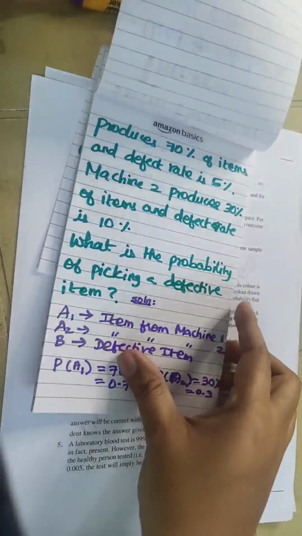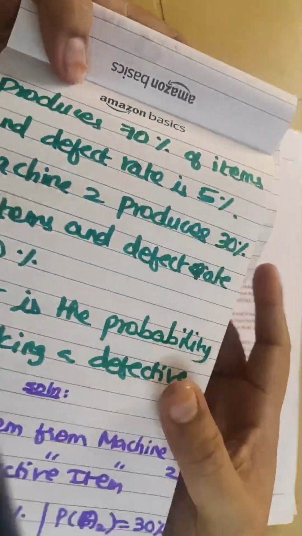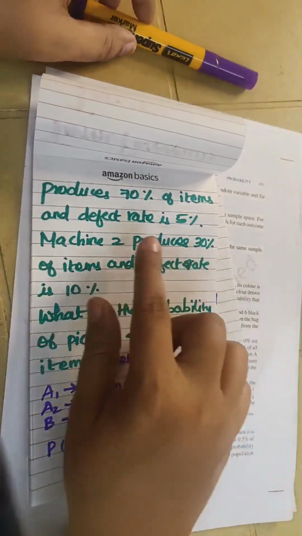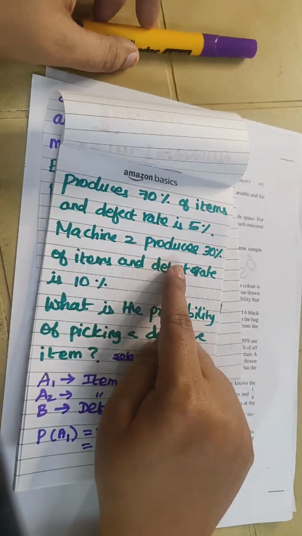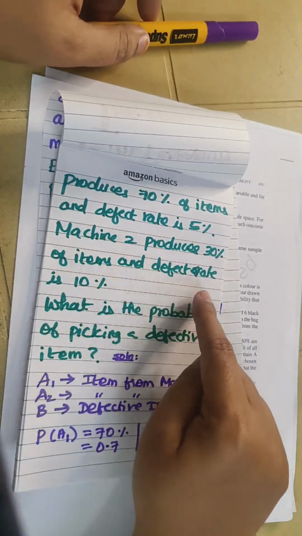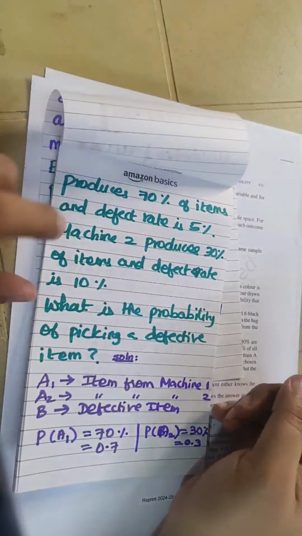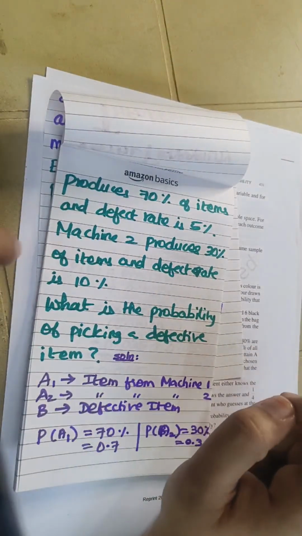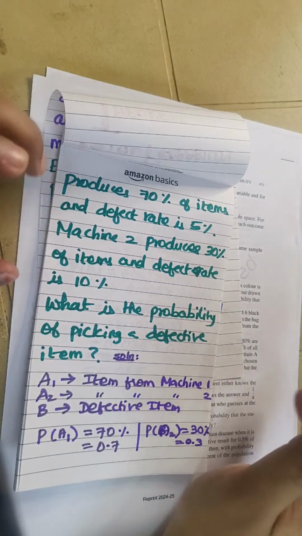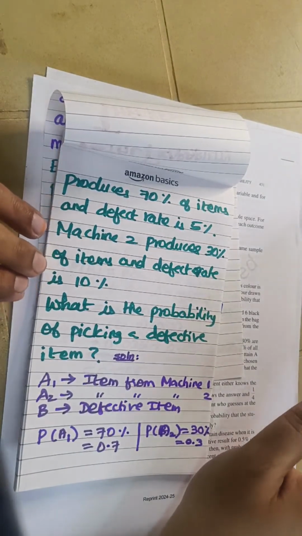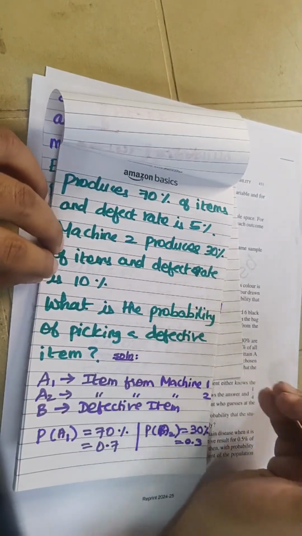Machine 1 produces 70 percent of items and the defective rate is 5 percent. Machine 2 produces 30 percent of items and the defective rate is 10 percent. This is the statistics they have given in the question. Now usually the probability questions will be: what is from machine A, what is from machine B, what is the probability of selecting machine 1. So you will be having the questions in that way.